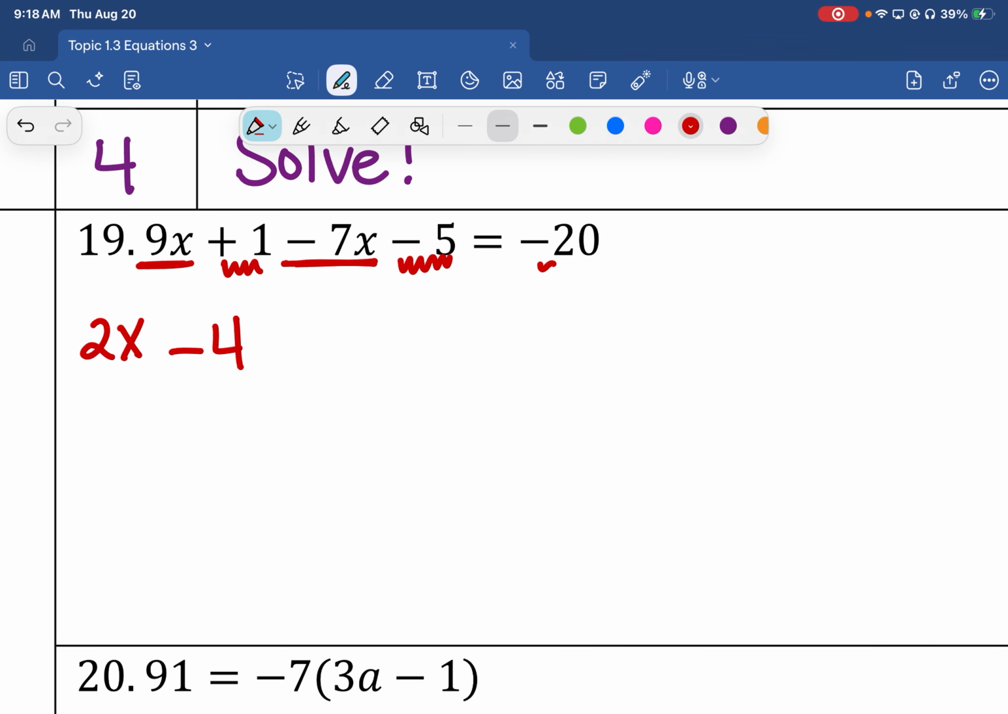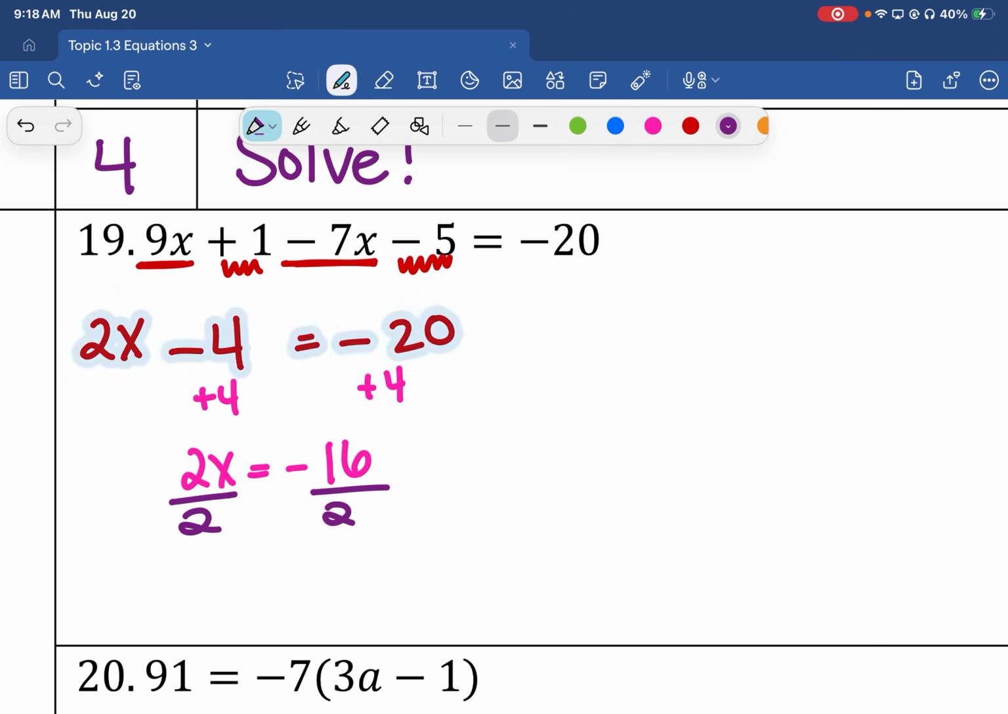Why did I not include this in my like terms? Because it's on the other side of our equals. Exactly right. Okay, so how do I finish solving that? We get 2x is equal to, what is negative 20 plus 4? It is negative 16. Then we just solve it. So what do I do to solve this? Divide. So x is equal to? Negative 8. So that is our answer.